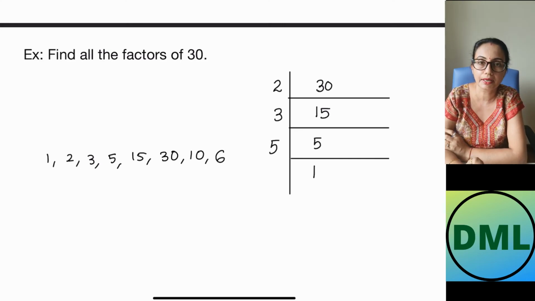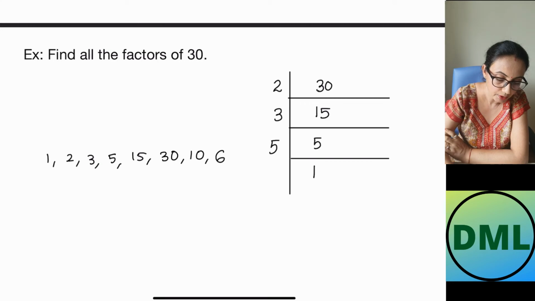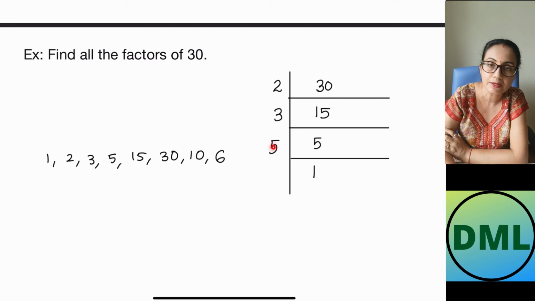Is there any other number left? I multiplied all the numbers. 2 times 3 is 6. 2 times 5 is 10. 3 times 5 is 15. That means I have taken all my numbers.